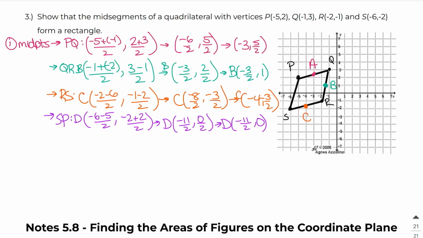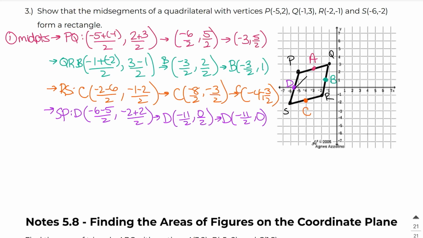And -11/2 is -5.5. So this right here is point D. Now, to show that the mid-segments form a rectangle, the first thing I want to do is connect all of these points together. So here, I've got this shape right here, and I want to show that this is a rectangle. And to show that something is a rectangle, I just have to show that I have right angles.